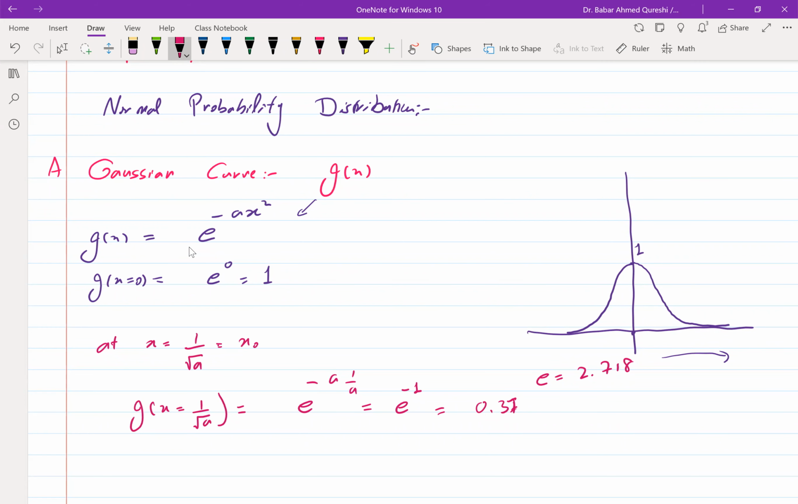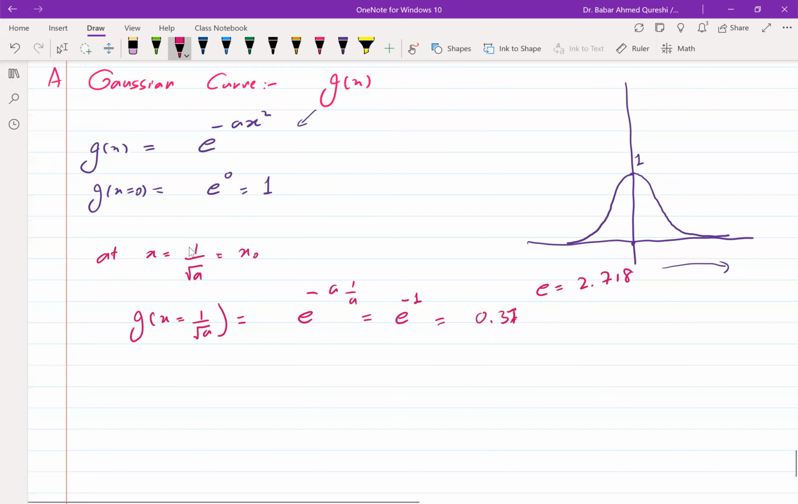Now, by the time I'm over here at x is equal to 1 over under root a, or on this side, doesn't matter if you give it plus value or negative, it's symmetric around this axis. On both sides, it takes the same value. Whatever value is at x is equal to a or x is equal to b, the same value you get on the y-axis for x is equal to minus b. Because there's a square over x. It's symmetric, or what you call an even function.